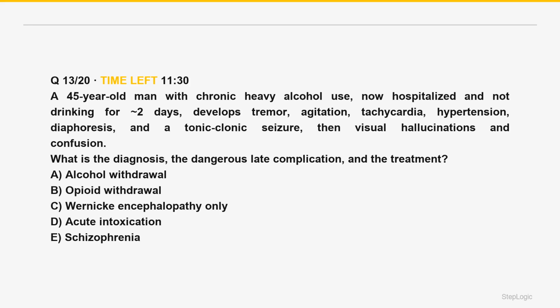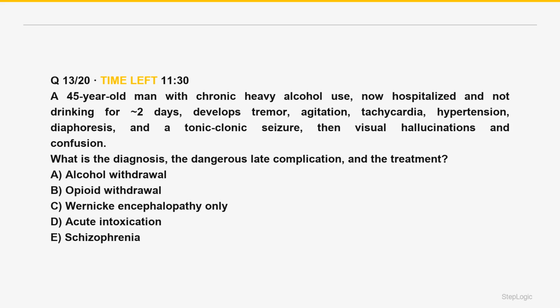What is the diagnosis, the dangerous late complication, and the treatment? A 45-year-old man with chronic heavy alcohol use, now hospitalized and not drinking for 2 days, develops tremor, agitation, tachycardia, hypertension, diaphoresis, and a tonic-clonic seizure, then visual hallucinations and confusion.